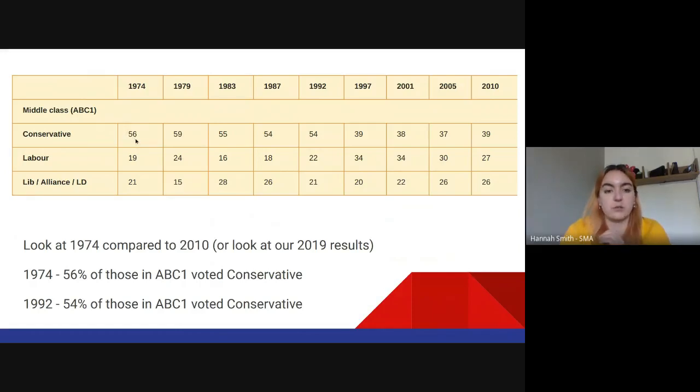Does that surprise you? Probably not. If, however, we go down to 2010, we find that that's dropped to 39%. Same social category, same political party, but a good few years later. Does that suggest social class mattered?